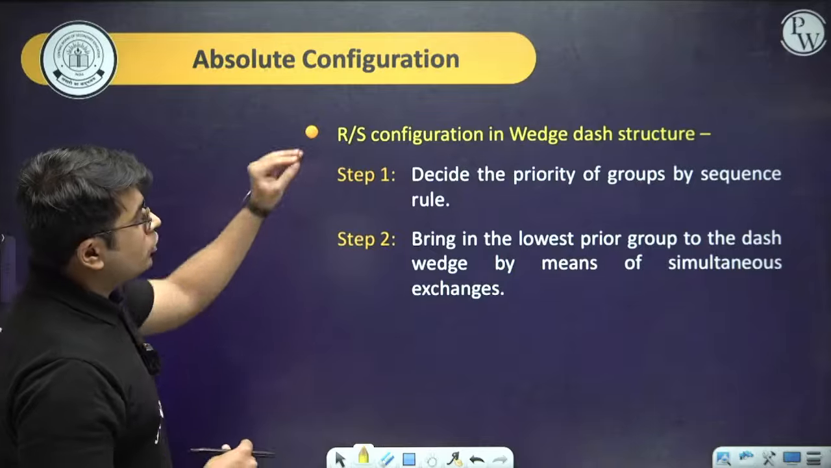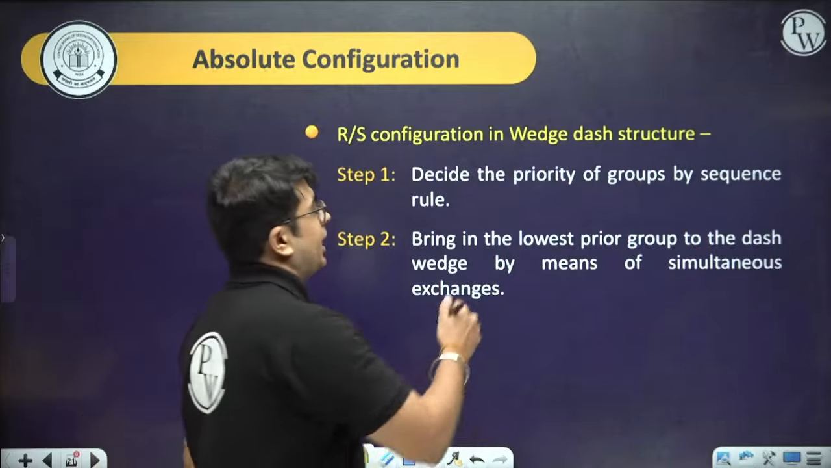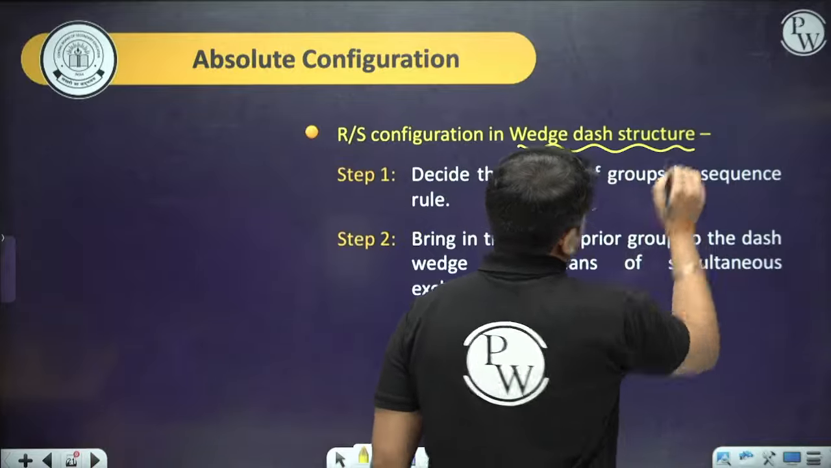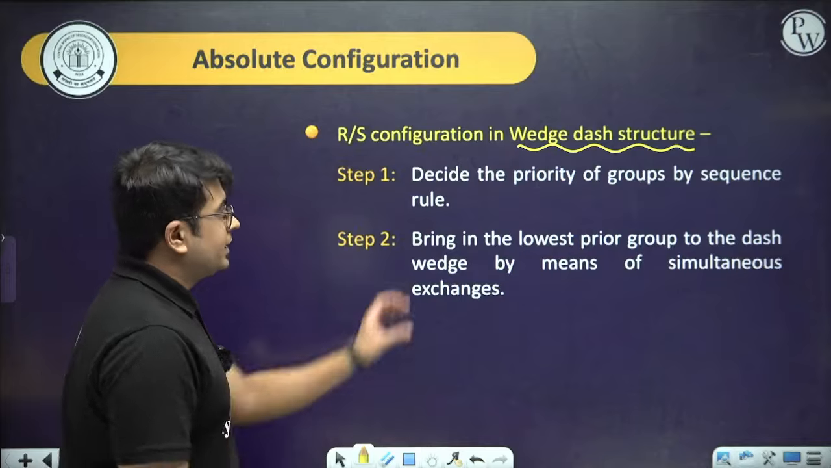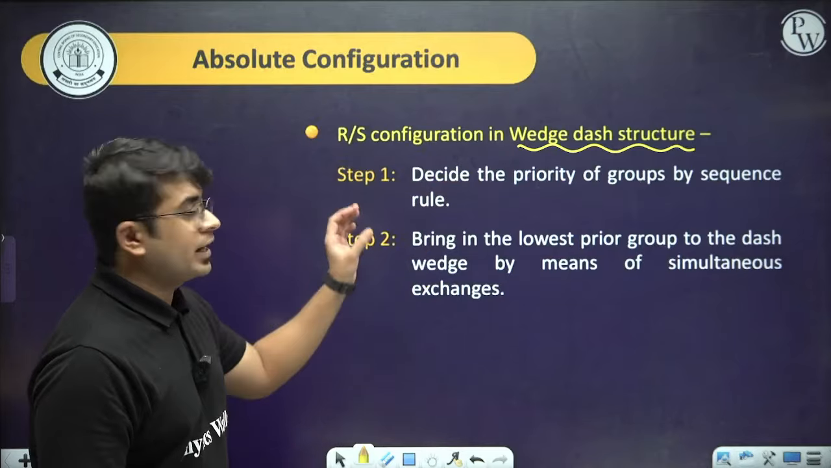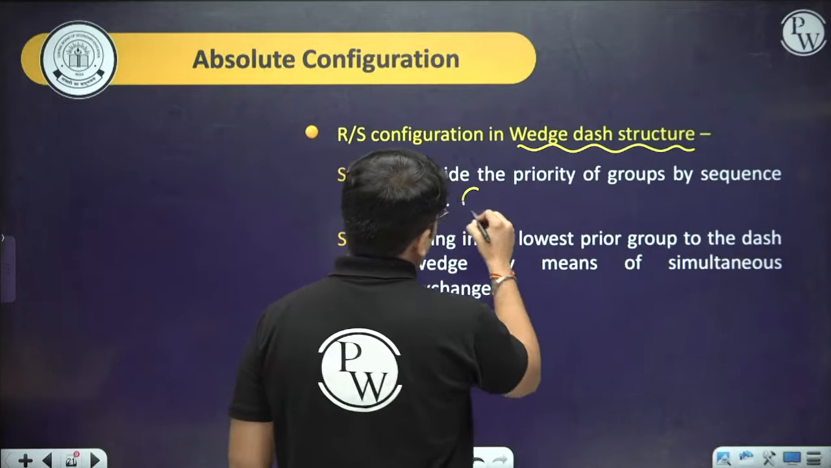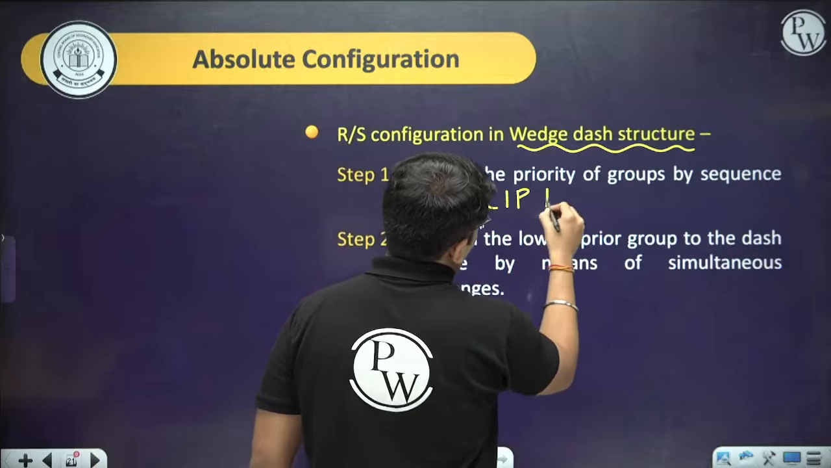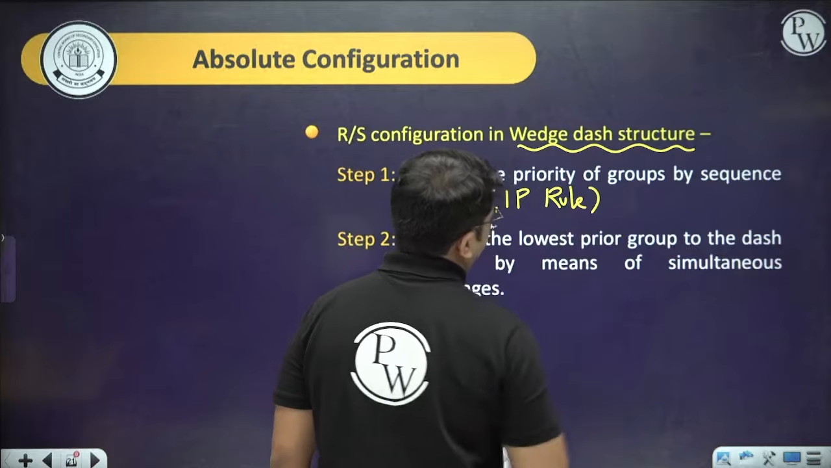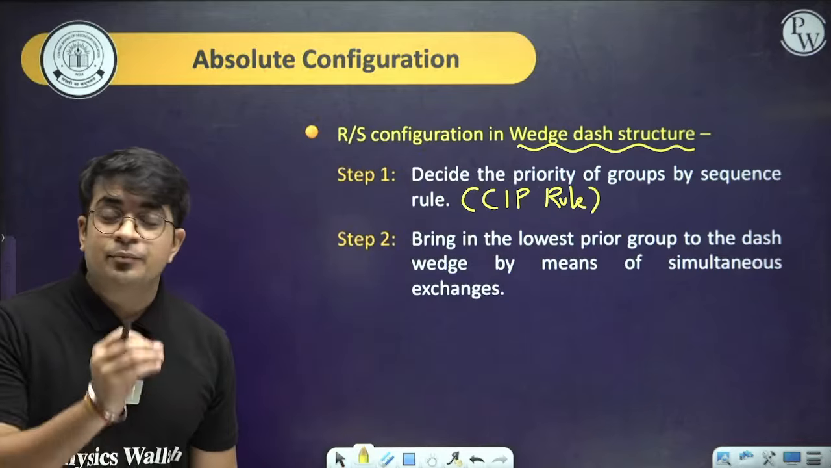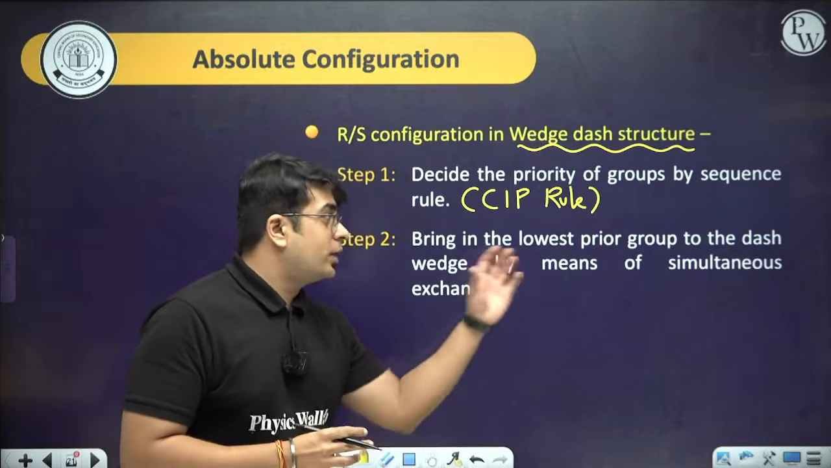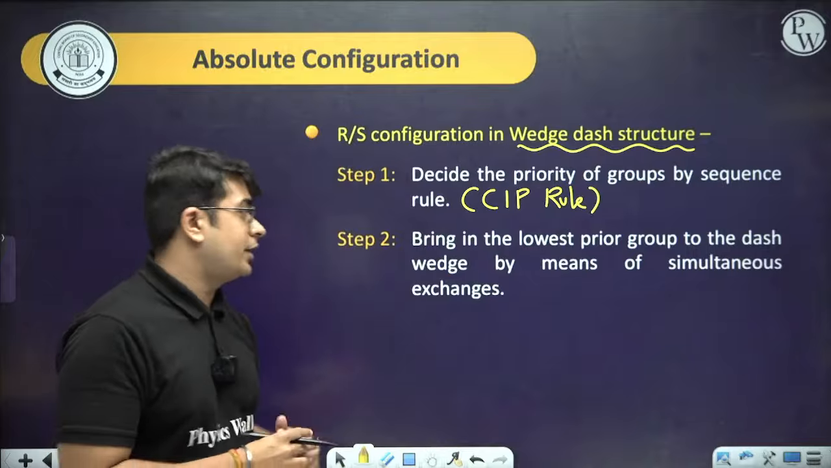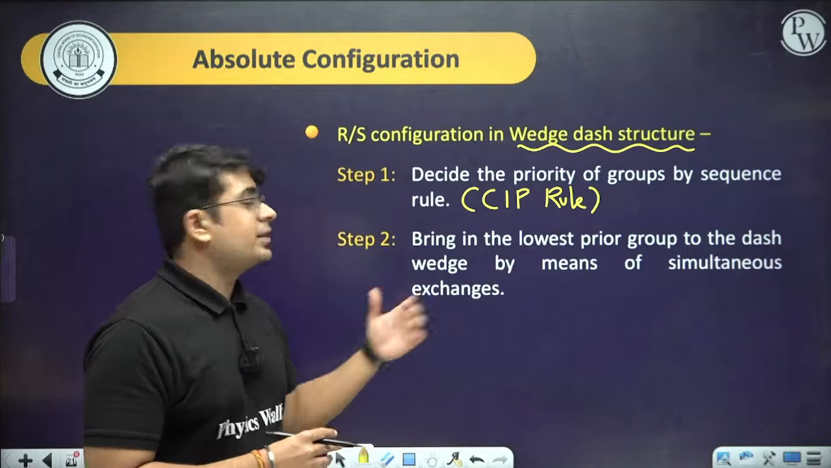If I talk about the first case, the wedge and dash structure, the idea is very easy. First of all, decide the priority order of groups by the sequence rule, which is nothing but the CIP rule, which we already know from E and Z configuration. Next, bring the lowest priority group to the dashed wedge by means of simultaneous exchanges.